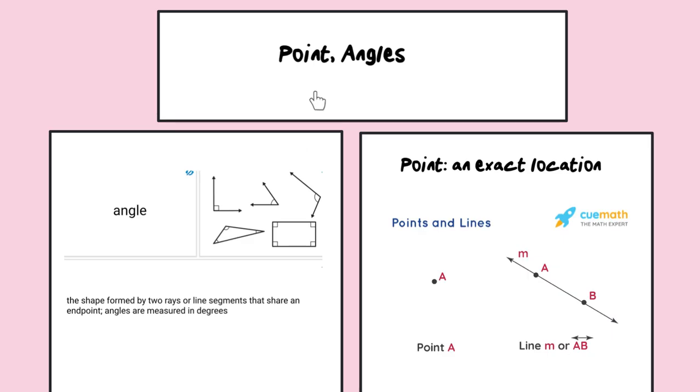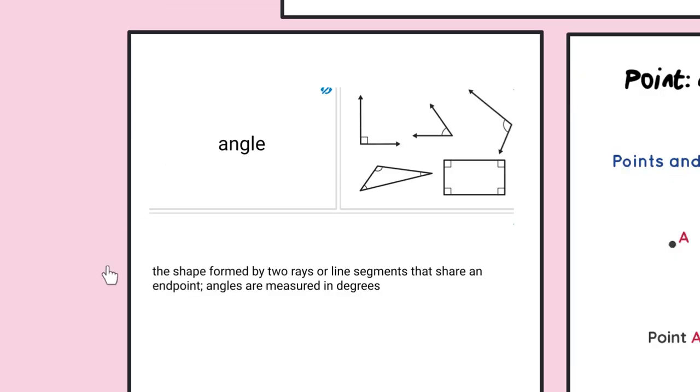Finally, we have point and angles. An angle is defined as the shape formed by two rays or line segments that share an endpoint. Angles are measured in degrees. So if we look at our example here, we see some rays joining together to make an angle, and yet again some rays, and again. And then here are some line segments which join together to create angles and also a shape.